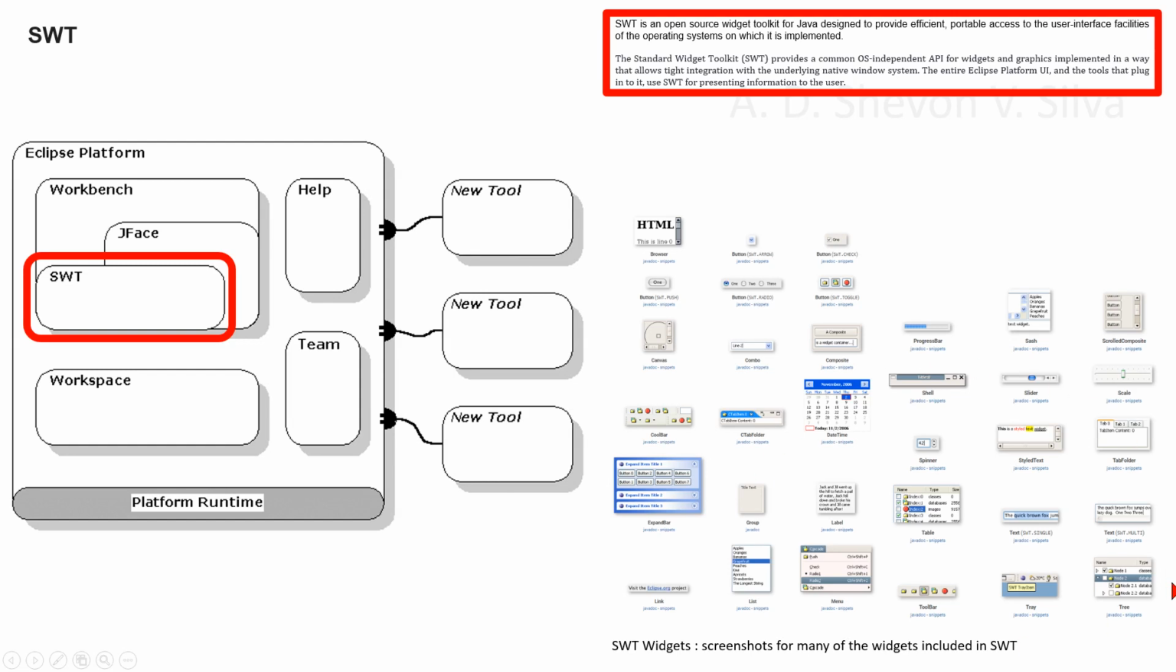The composite class is a container which is capable of containing other widgets. The group class is another container which is able to contain other widgets. Additionally, it draws a border around itself and allows you to set a header for the grouped widgets. Here, the browser: instances of this class implement the browser user interface metaphor. It allows the user to visualize and navigate through HTML documents.